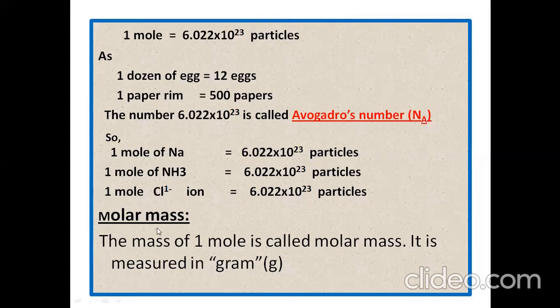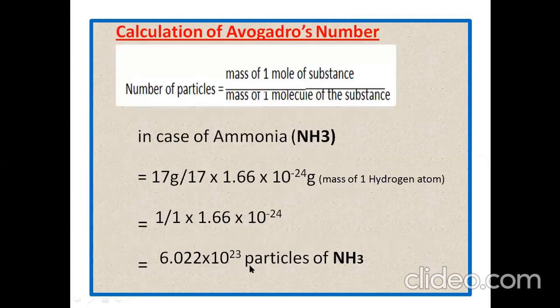Now we are using another term that is called molar mass. The mass of 1 mole is called molar mass, and it is measured in gram. It means the unit that is used to measure the mass of 1 mole is gram. Now, how can we calculate this Avogadro number, these 6.022 × 10^23 particles that are present in every chemical substance?